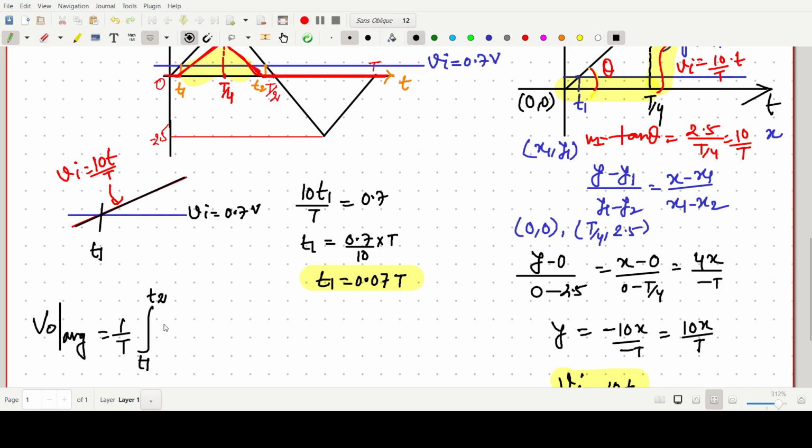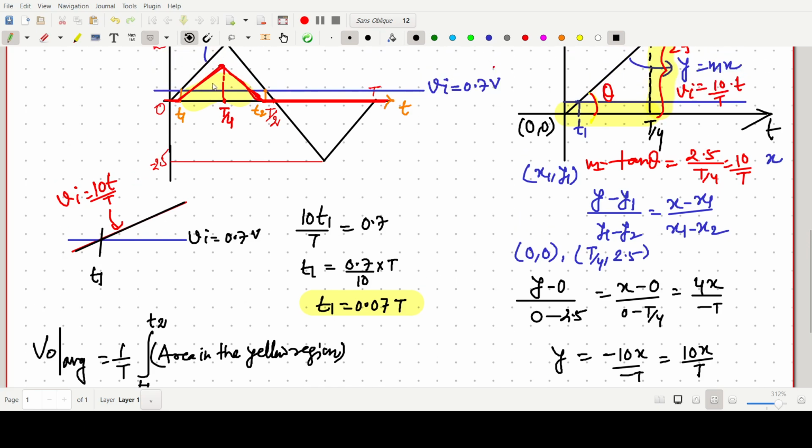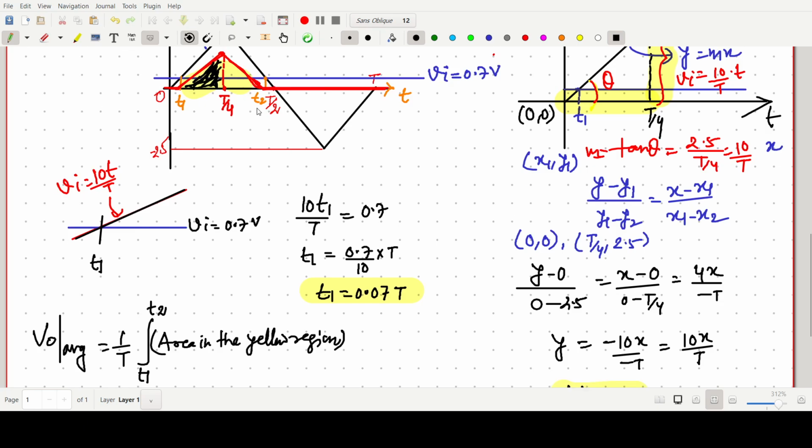The area in the yellow region we have to find. Clear? So this area we have to find. One can easily write 1 by T into 2 times this area, because if we double it, it will give the entire area.